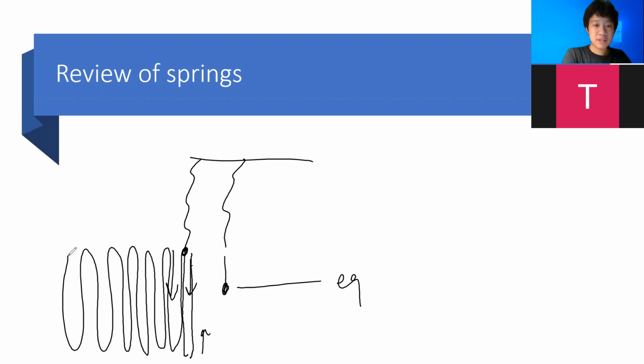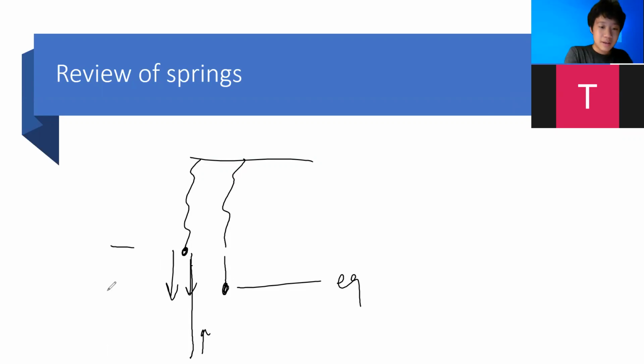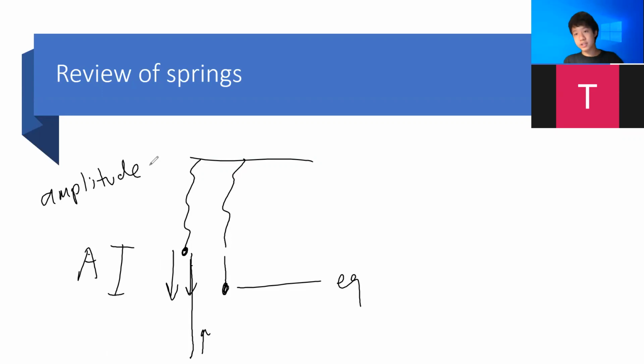Okay? So there are parts of this motion that we need to define. The amplitude, which I will label with a capital A. The amplitude of motion is the distance from the equilibrium point to the maximum compression or maximum stretch. So the amplitude is the same for compression and stretching. All right, so the amplitude is the maximum distance away from the equilibrium point that the point mass will either stretch or compress. All right, so that's the amplitude.